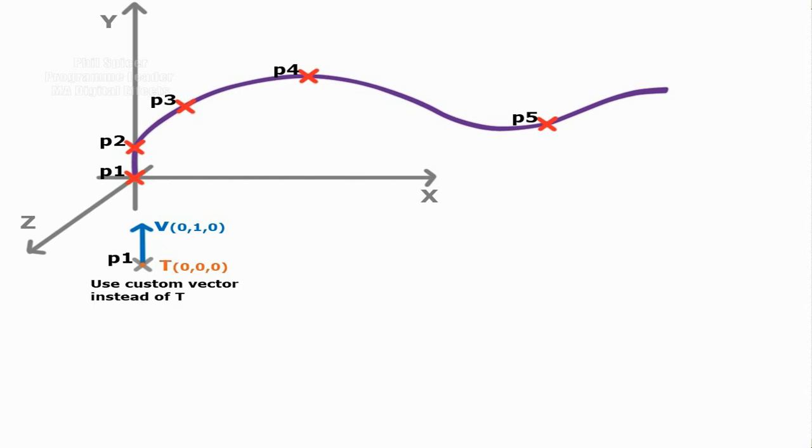Okay. So in point 2, say that the velocity vector is still going straight up, and now the translation vector or the position vector is also going straight up. The problem is that these vectors are overlapping and they're not defining a plane. We need this plane to be defined in order to get a good result out of our cross product. So again, the solution underneath is to use a custom vector instead of t.